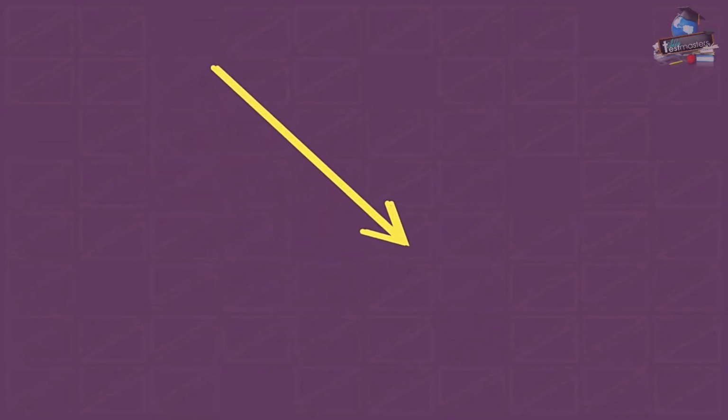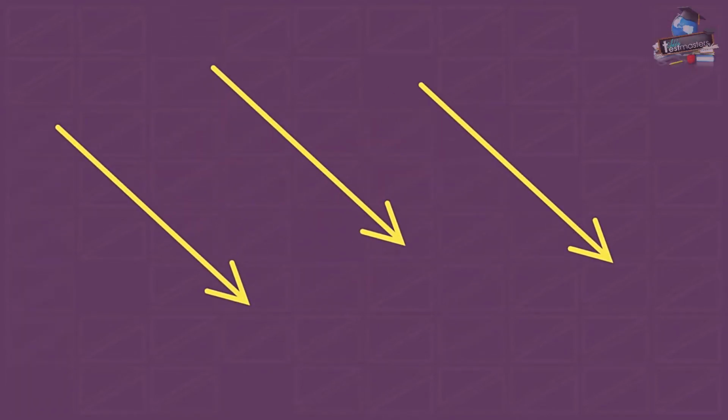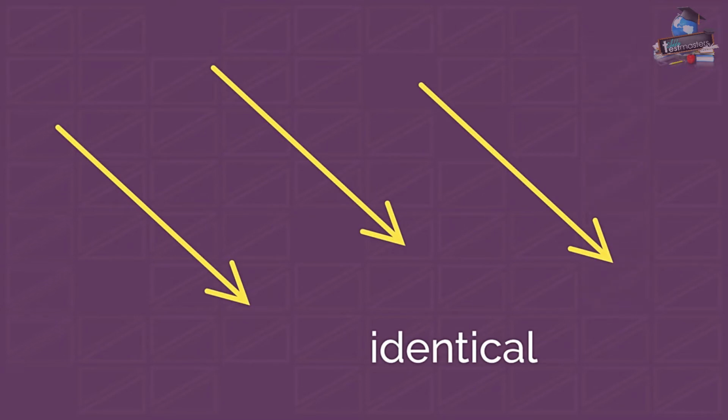You may say, hey, but it's just a line segment with an arrow, and you would be almost right. The difference is that we can move the vector, and it will remain unchanged, but not the line segment. These three vectors, for example, are identical because they have equal magnitude and the same direction.